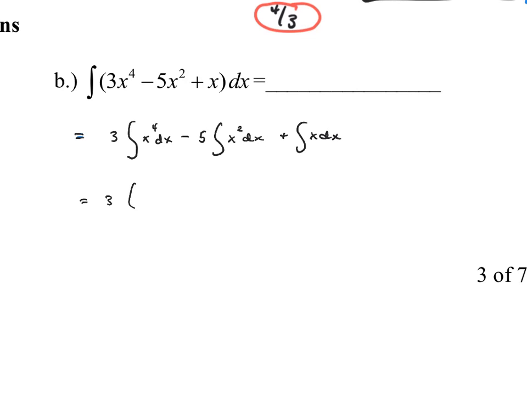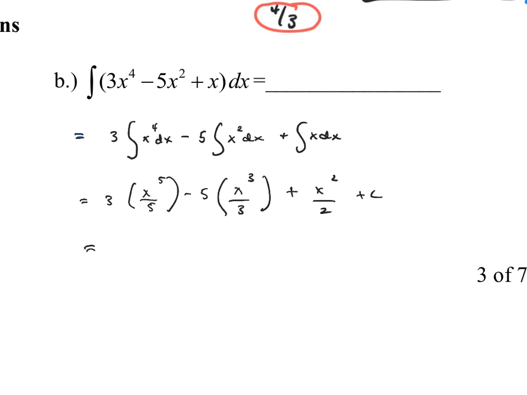The integral of x to the 4th is x to the 4 plus 1, which would be 5, but I need to divide by that exact same number. Minus 5 times the integral of x squared using the power rule. 2 plus 1 is 3, so this would be x cubed over 3, plus the integral of x, that's x to the first power, use the power rule and add 1. This would be x to the 2 all over 2, so that's 1 higher power. Never forget your trusty old plus C.